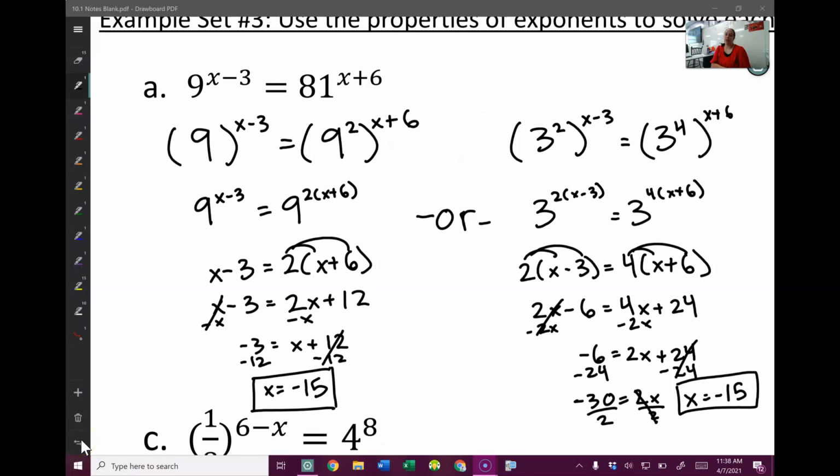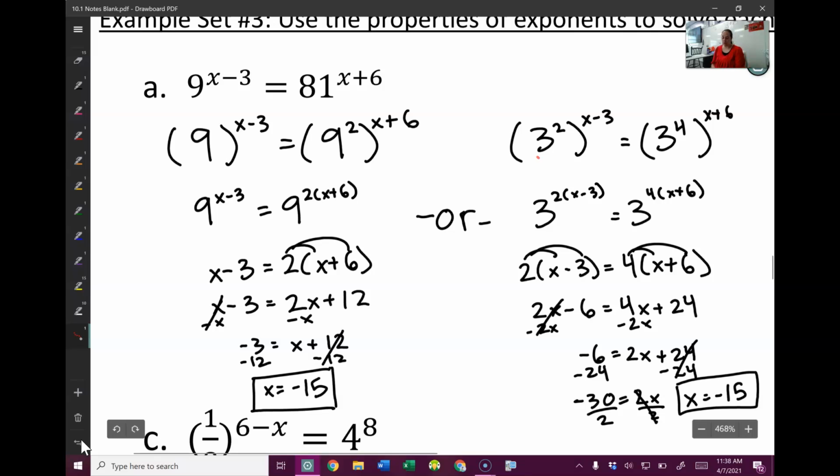Welcome back. There are actually two different ways to solve this problem. You could change them to base 9s. So this one is already a base 9, and you could change 81 to 9 squared so that they have the same base of 9, and then solve from there to get x equals negative 15.